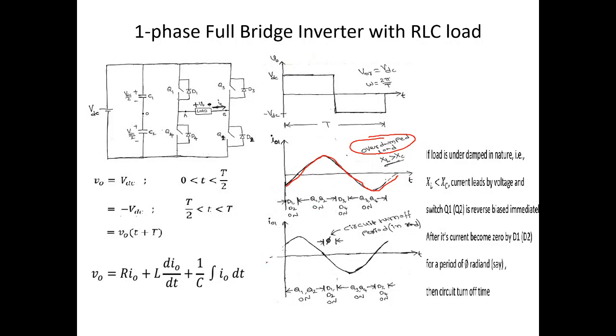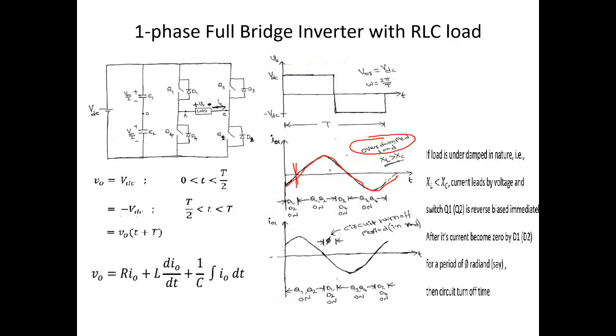Similarly, in case it is capacitive, then the current leads the voltage. That is the case for underdamped. Now you can see in case of overdamped, the load current lags the voltage. You can see that the diode conducts for this period. During this period the diode will conduct, which can apply the reverse voltage across Q1, and then Q1 and Q2 are conducting.